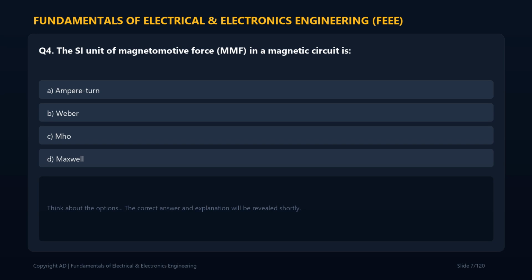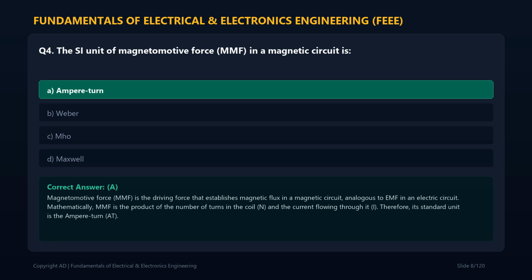Question 4. The SI unit of magnetomotive force in a magnetic circuit is Option A. Ampere turn. Option B. Weber. Option C. Mho. Option D. Maxwell. The correct answer is A. Ampere turn. Magnetomotive force is the driving force that establishes magnetic flux. It is calculated as the product of turns and current, giving it the unit of ampere turn.